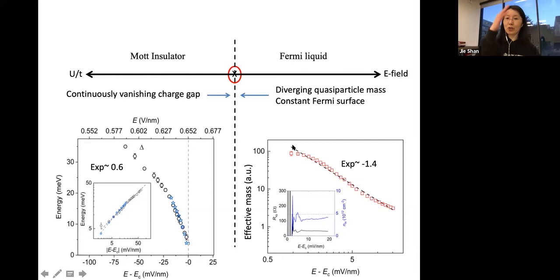And we've also measured the Hall density for a range of the field. Pretty much for the entire range, the Hall density stays constant, except very, very close to the critical point, where a small magnetic field can induce metal-insulator transition. So this range cannot be measured very well. So what we have here is divergent quasi-particle mass, but the Fermi surface stays constant.